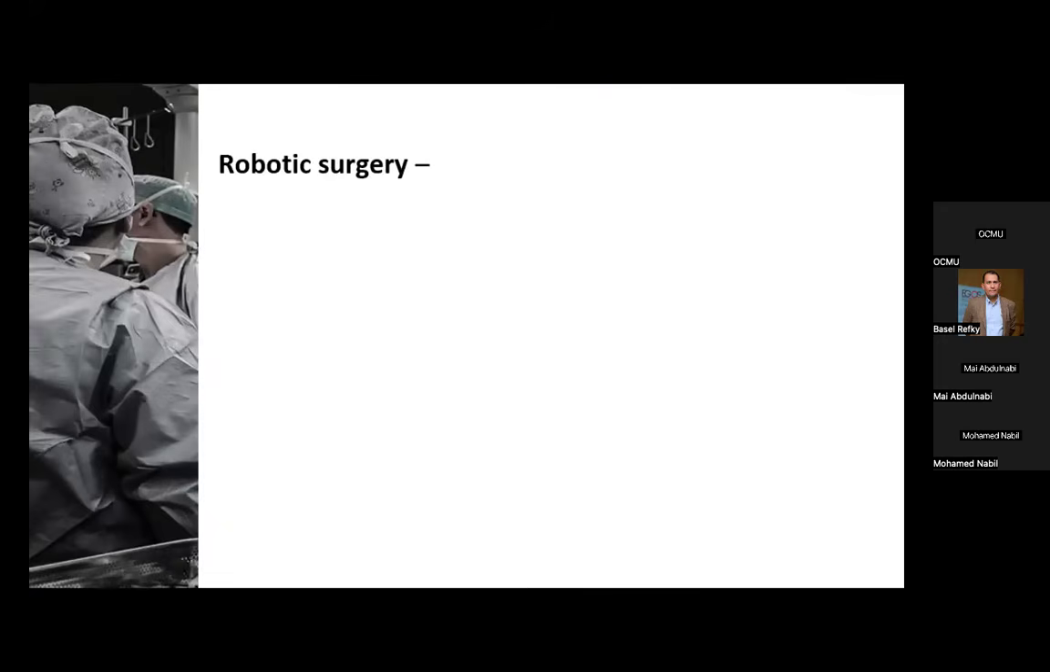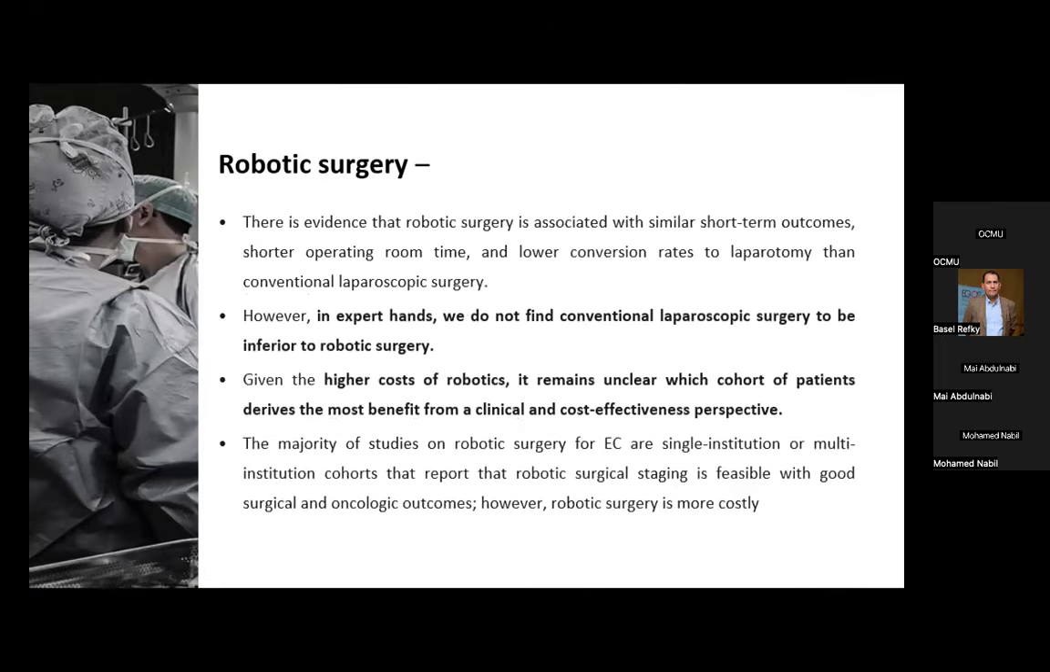So the robotic surgery. We have very few robotic platforms here in Egypt because it's much, much more costly. But we must speak about it because it's present now worldwide. There's evidence that robotic surgery is associated with similar short-term outcomes, shorter operating room time, lower conversion rate to laparotomy, especially in the high BMI patient. It's easier to operate in a morbidly obese patient with robotic than with laparoscopy.